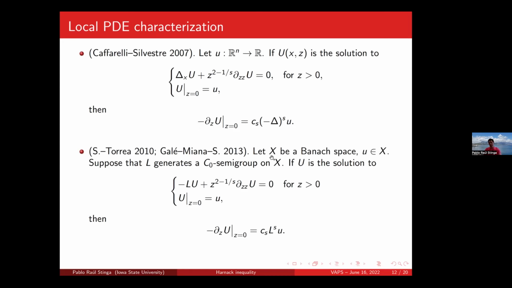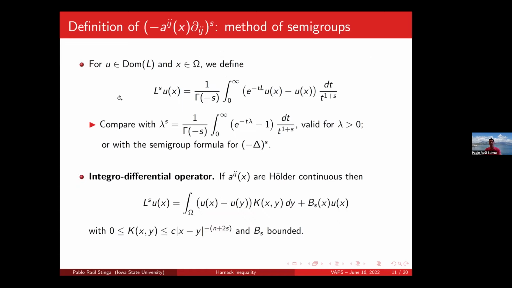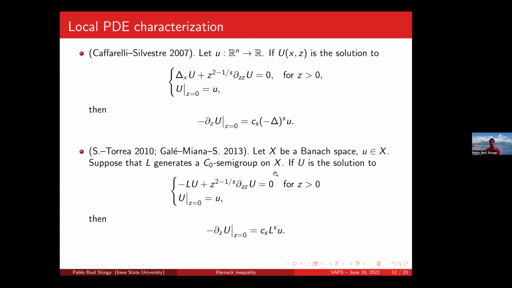So say we take a Banach space X, and you take a function in X, right? And then let's suppose that L generates a C0 semigroup on X, right? So you have this semigroup, so essentially you can solve the heat equation for L. And so then you have the semigroup. With the semigroup, you can define the fractional power, as I showed before, right? Up here, you can define the fractional power with the semigroup in general, right?